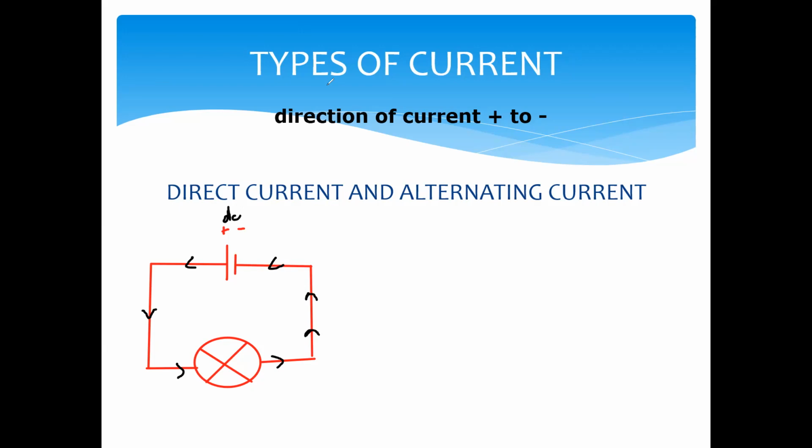But there is another type of current. The current all by itself changes direction many times. When the current changes direction many times, we call that AC. How do we represent the AC or alternating current, or the supply which is providing an alternating current?